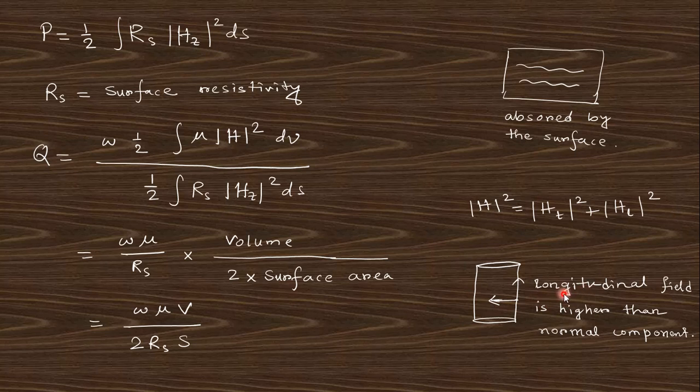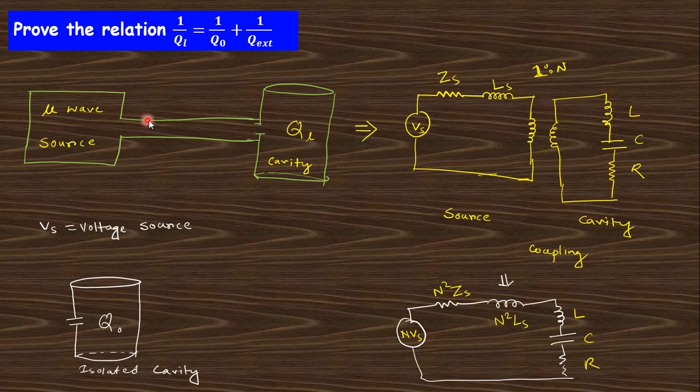There is a point that the longitudinal field is higher than the normal component. Now we need to prove this relation, which is an important relation: 1 by QL equals 1 by Q0 plus 1 by Q external. What do you mean by this? That is QL, when a load is connected with a single port cavity resonator.